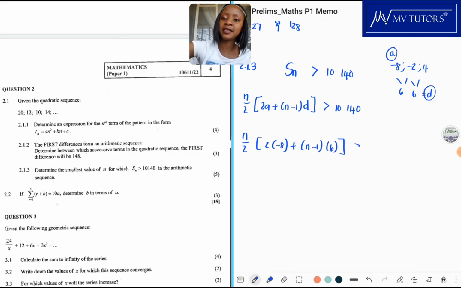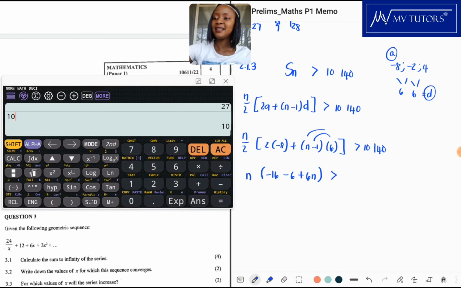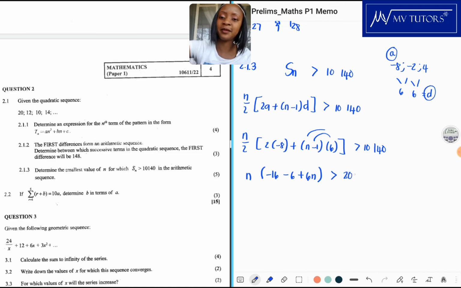Okay, and all of that is bigger than 10,140. I'm going to multiply by 2 so that I have a straight line, no fractions. So I have n over here, I have negative 16, then I have negative 6, and then I have plus 6n. All of that, if I multiply 10,140 by 2, is 20,280. I could have done that in my head, but anyway.